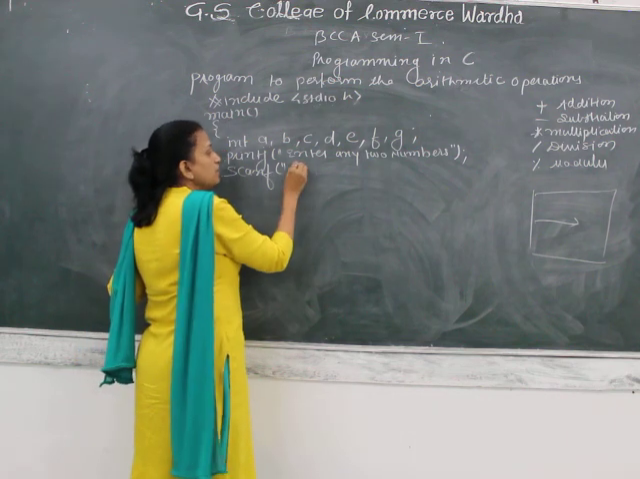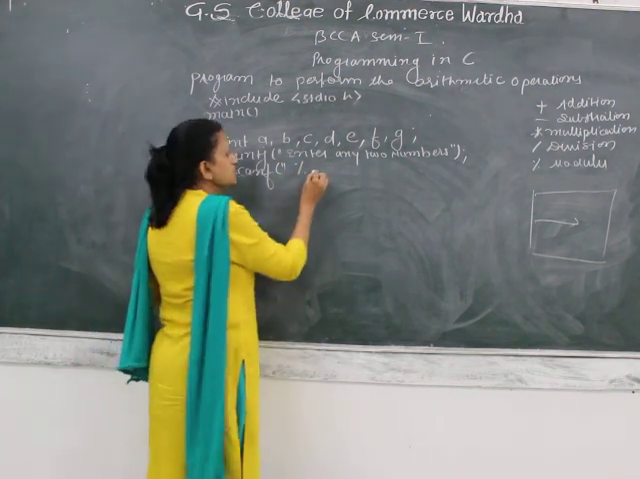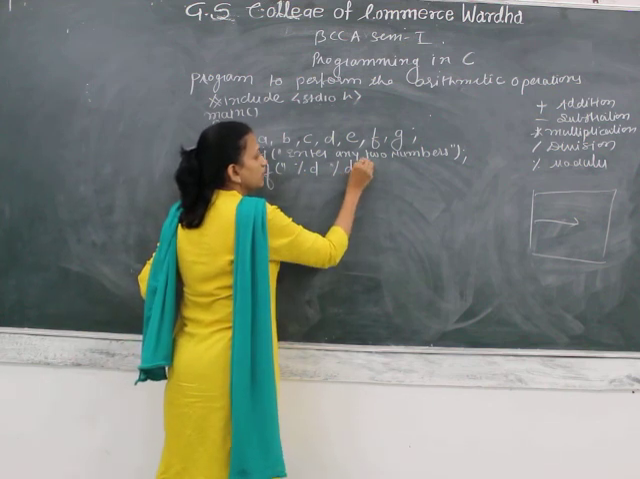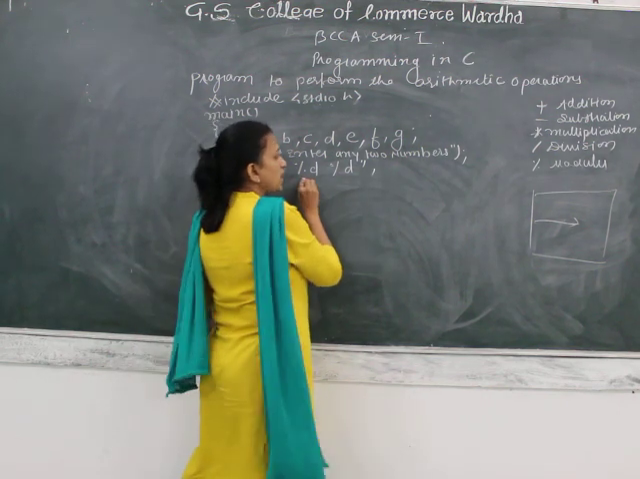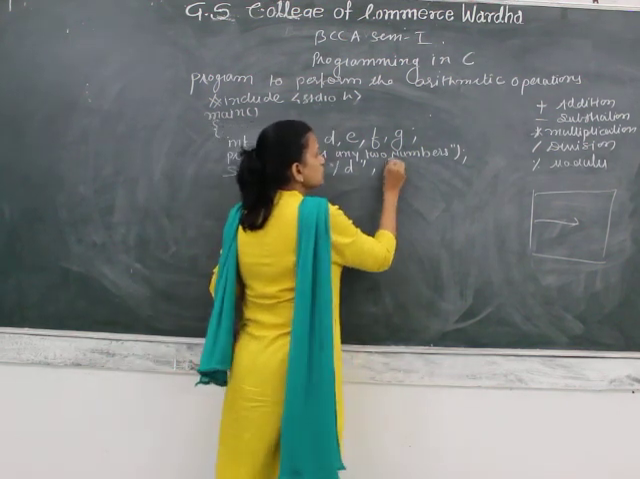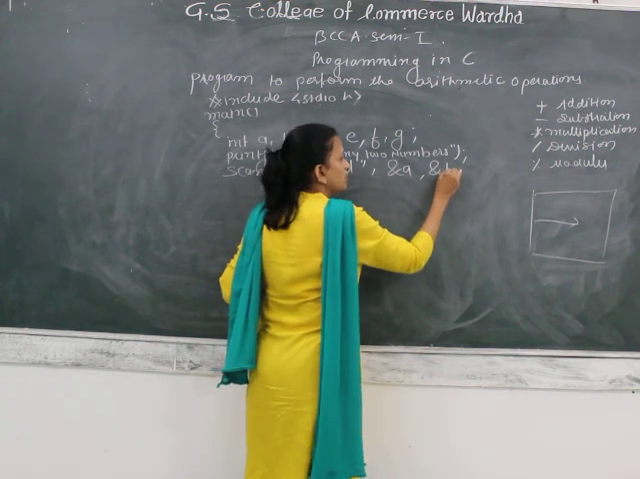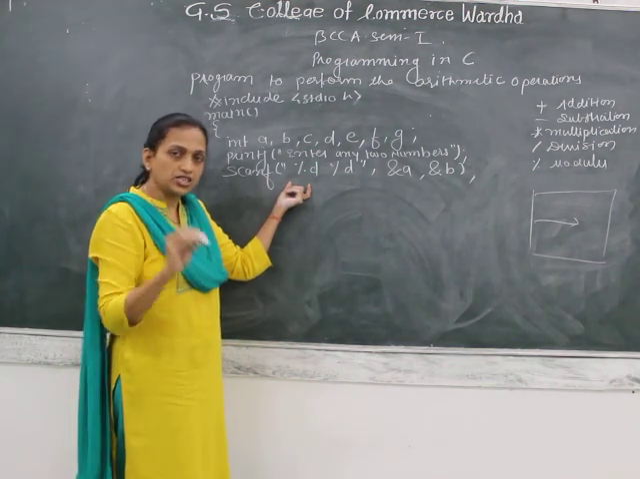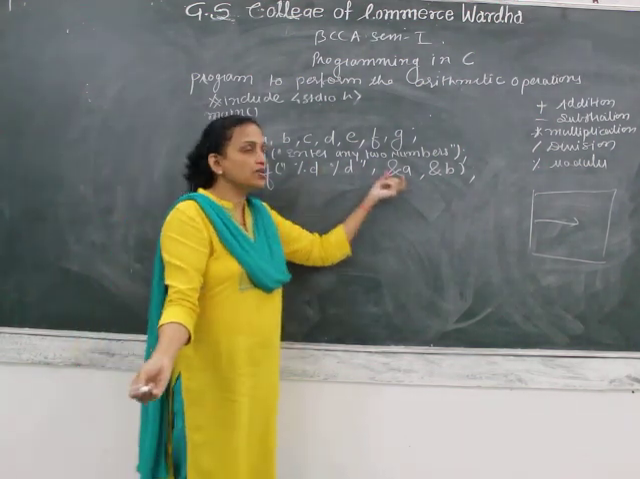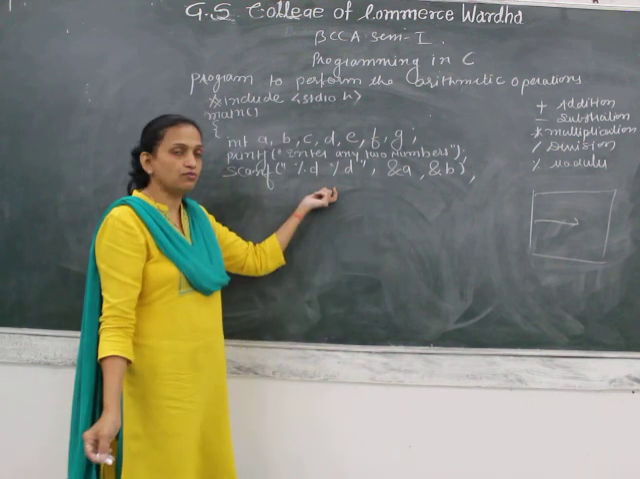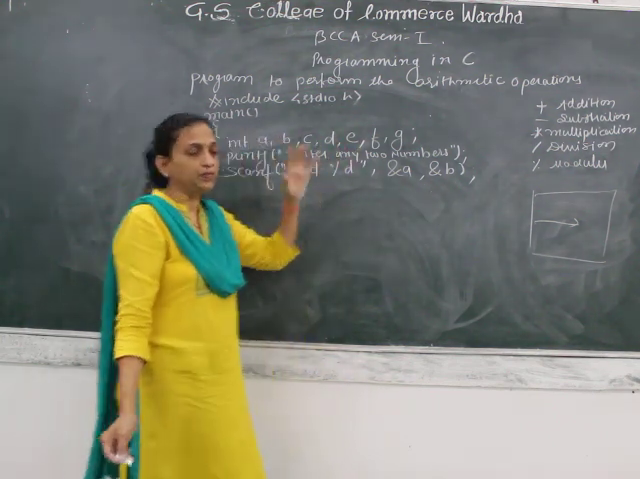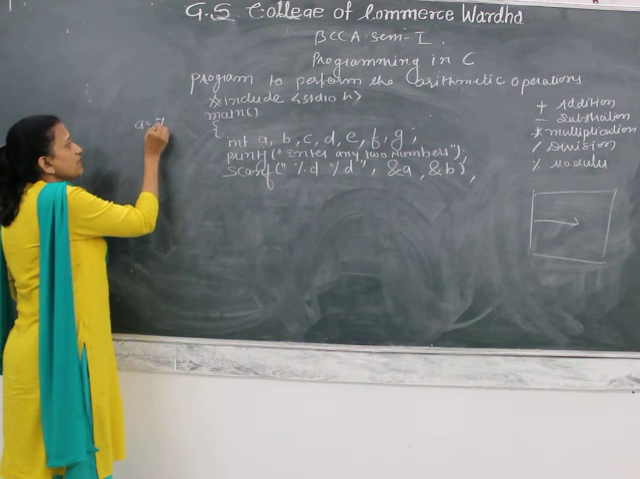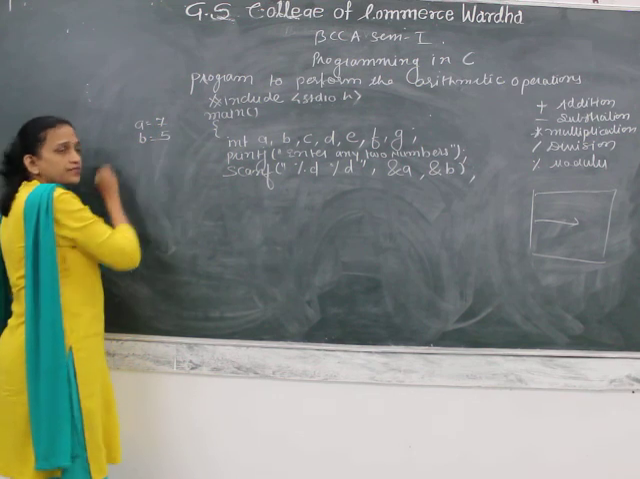So for int, what format specification do you have to use? Percent d for a and percent d for b. Then quotation, comma. Then the first value belongs to a and the second value belongs to b. So the first value input by the user will be stored at the address of a and the second value will be stored at the address of b. Suppose you assign the value of a as 7 and b as 5.